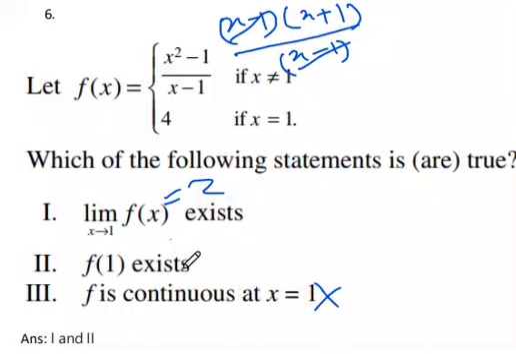This is wrong. f of x is defined, because f of 1 is equal to 4, it is defined. These two are correct statements. So that's why I answer 1 and 2 only.